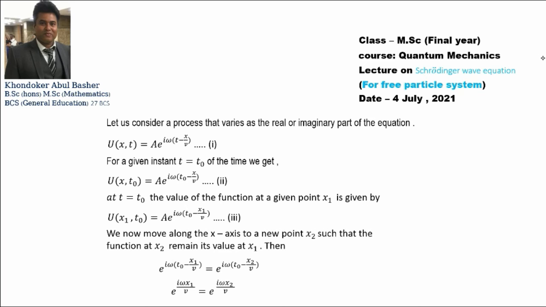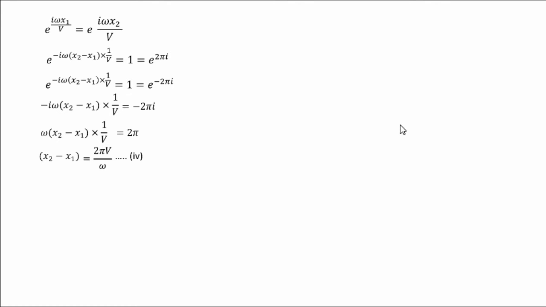So we may write e^{iωx1/v} = e^{iωx2/v}. How can this be possible? Consider time t0 = 0 at the beginning of the stage. Follow the equations. Now we have to reduce these equations to a simple form.